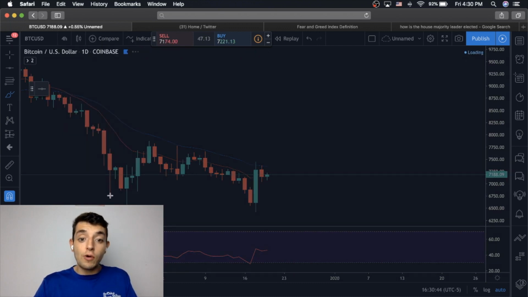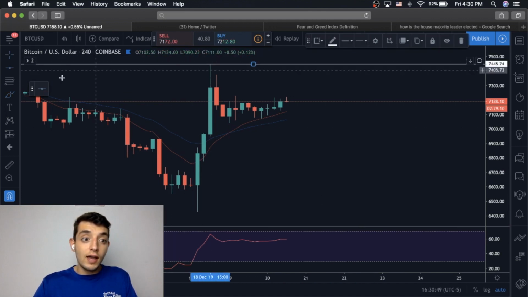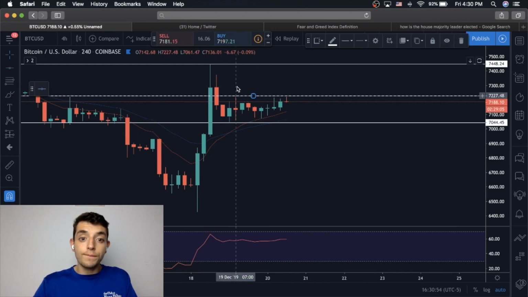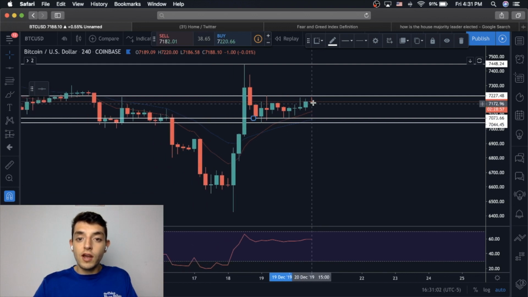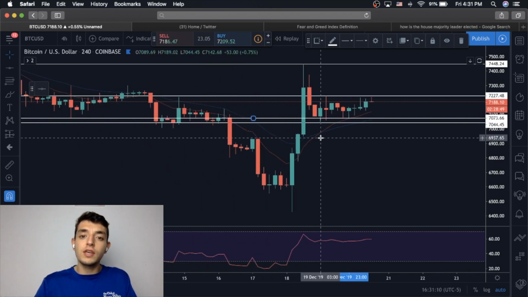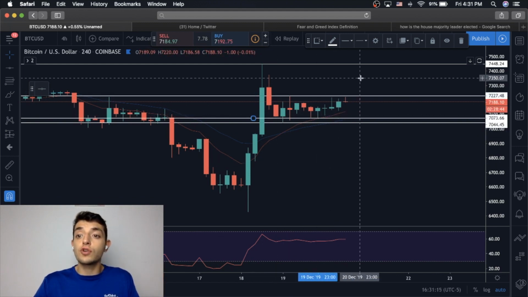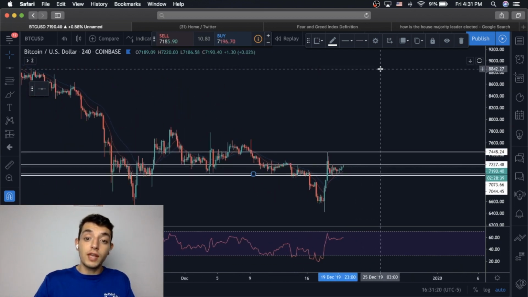If I zoom into the 4-hour, you can see we have the high, the low. We have a 4-hour lower high from 7,400 and a higher low. And right now we have resistance at 7,227. It's kind of like a double top here. So we'll see if the 4-hour time frame can turn bullish, and if we can cross over 7,448 and 7,500 to change the daily trend.